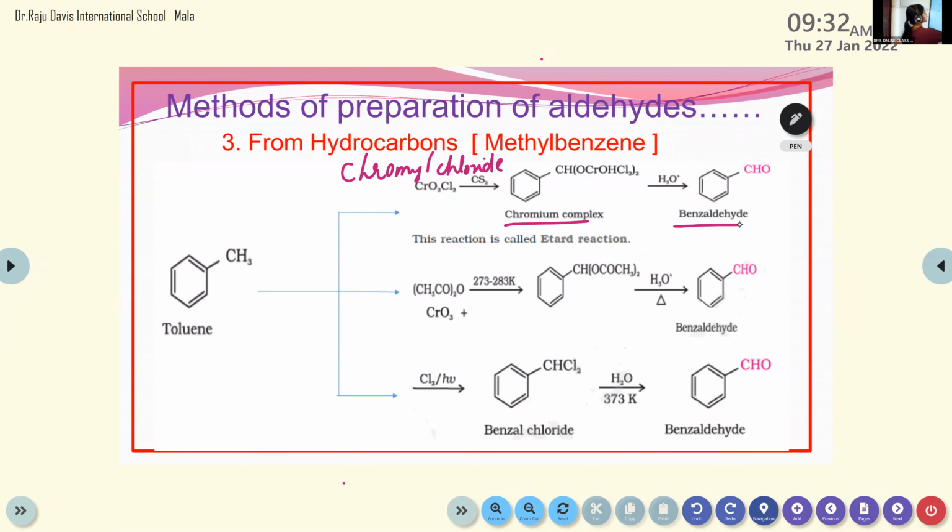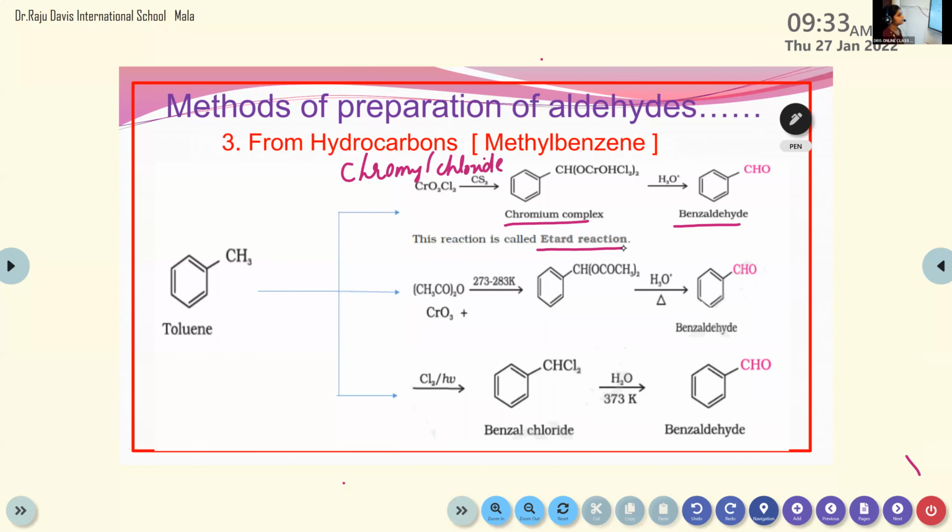And this reaction is known as the Etard reaction. It's an oxidation reaction, and the oxidizing agent used is chromyl chloride, CrO2Cl2, in the presence of carbon disulfide. First a complex will be formed, then on addition with water, aldehyde will be obtained.